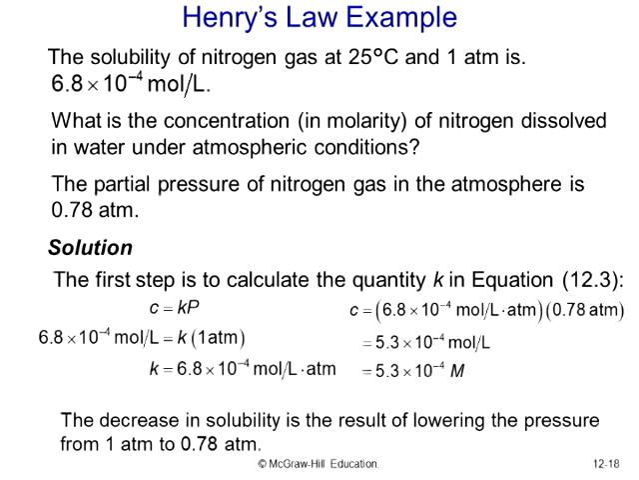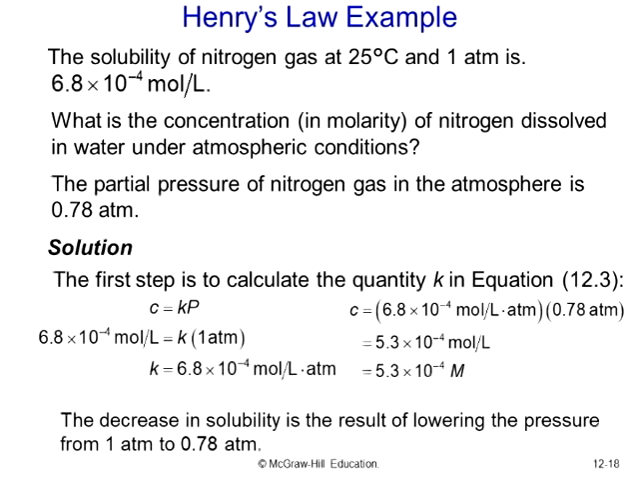And here's the solution. The first step is to calculate K. So we have K available. Once we have K available, we can plug it into the equation and obtain a molarity. So, if we note that C equals Kp, we can put in 6.8 times 10 to the minus 4, because we told you that that was the solubility, and that equals K times 1 atm. We then obtain a value for K of 6.8 times 10 to the minus 4 mole per liter atm. That gives us that value.